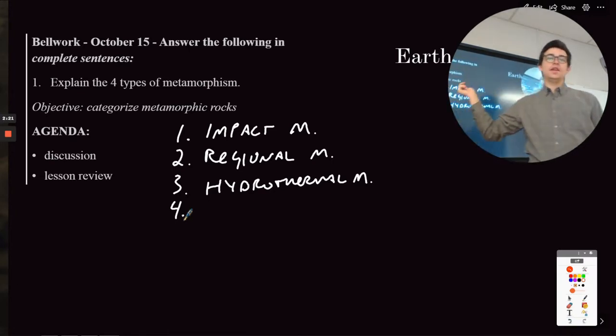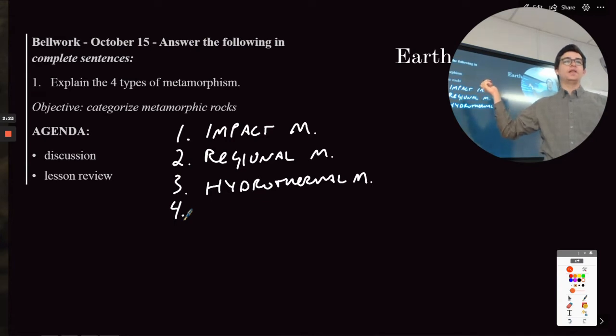So one thing is that many times these rocks do get hot enough that they would melt if they were on Earth's surface. But since they're below the surface and the pressure is so high, it keeps them in a solid state.